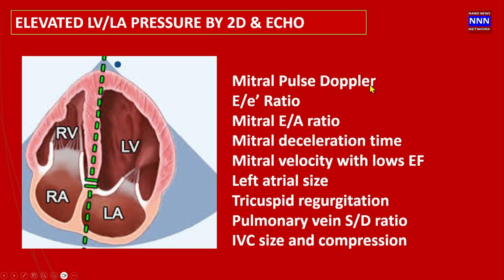The main focus will be on the mitral pulse Doppler. We're going to look at the E wave, the A wave, the E to E prime ratio by looking at the tissue Doppler studies, the E to A ratio from the mitral pulse Doppler, mitral deceleration time, which is an important factor to determine diastolic dysfunction or relaxation, mitral velocity with low ejection fractions, left atrial size, tricuspid regurgitation, pulmonary vein systolic diastolic ratio reversal, IVC compression ratio, and many other different parameters. So let's look at some of these parameters.